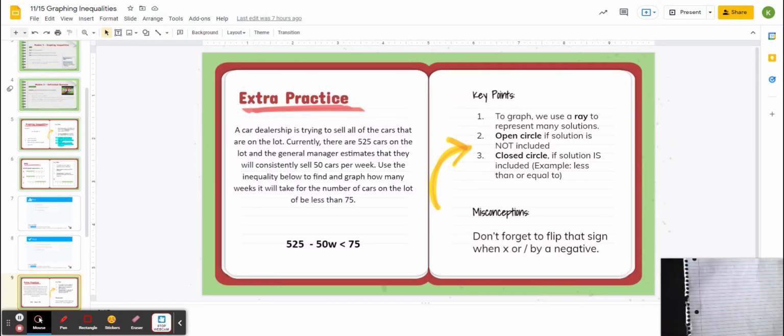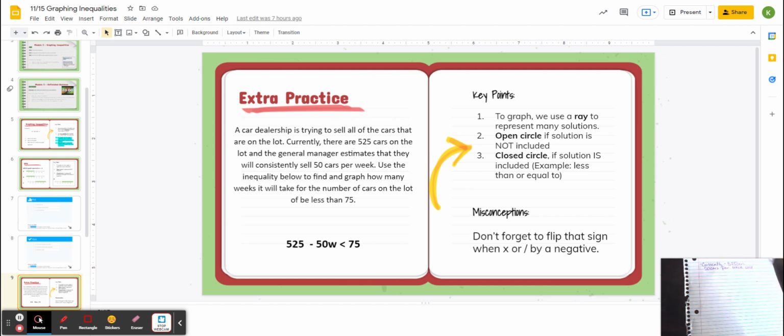All right, so guys, just to get you some extra practice, here we have this question. It says a car dealership is trying to sell all of the cars that are on the lot. Currently, there are 525 cars, which means that is the amount they have in total. The general manager is trying to estimate that they will consistently sell 50 cars per week.